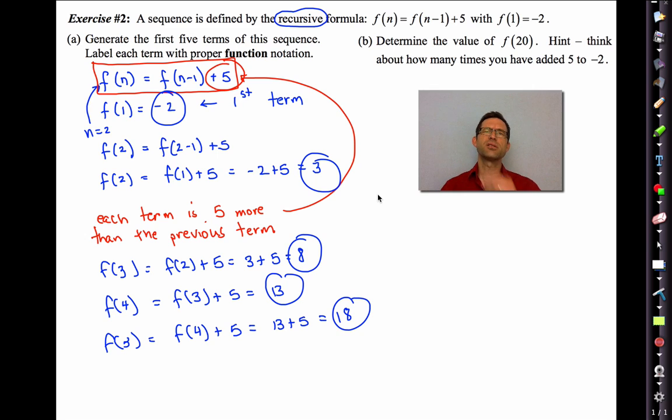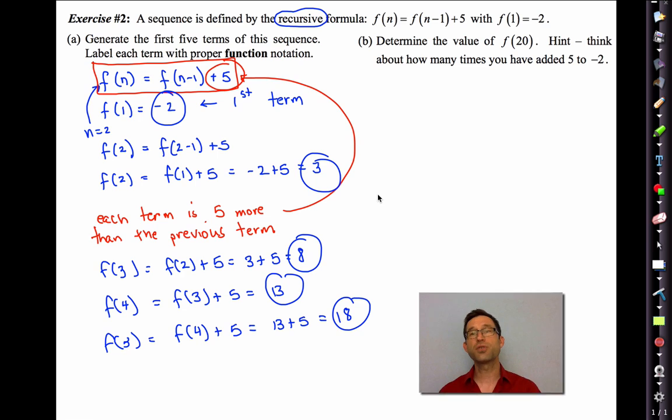Now, letter B asks us to figure out the value of f of 20. All right? Now, one way to do this is to just keep going. Let me figure out f of 6, f of 7, f of 8, f of 9. But there must be an easier way to do it. So I want you to think about this a little bit, and I've even given a hint. Think about how many times you have to add 5 to negative 2. Think about that a little bit.